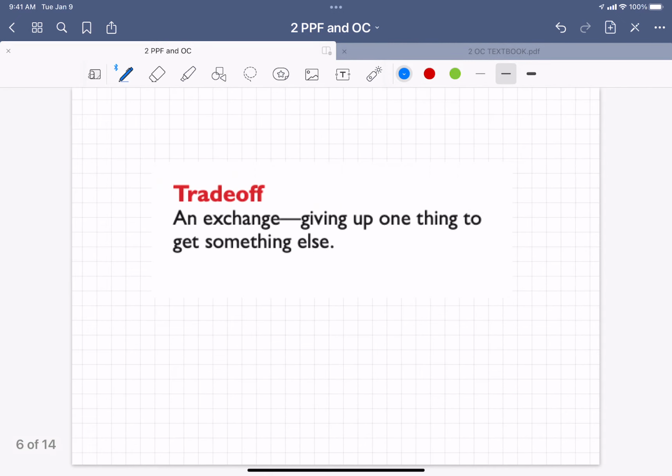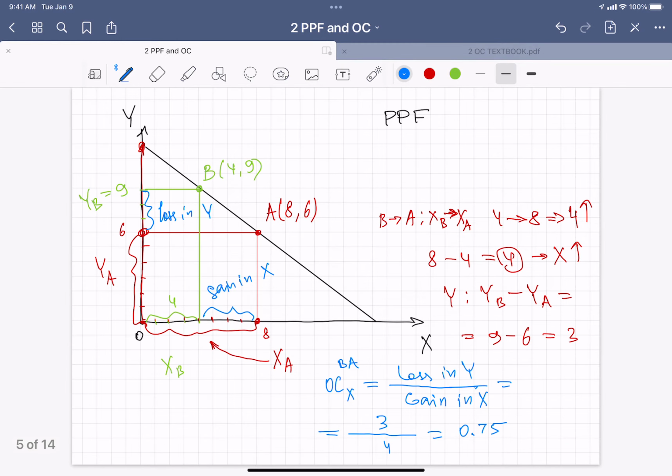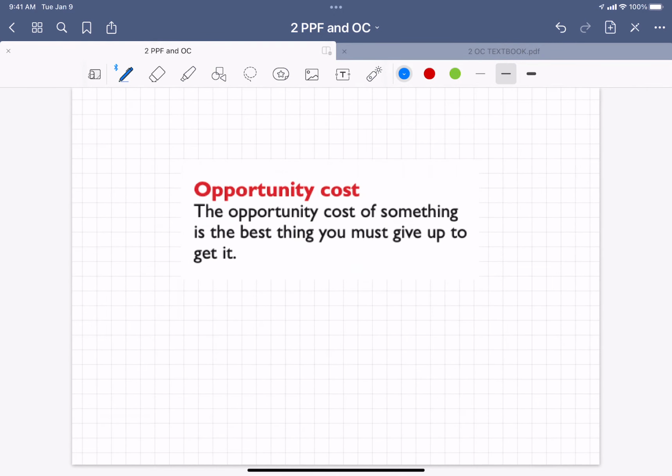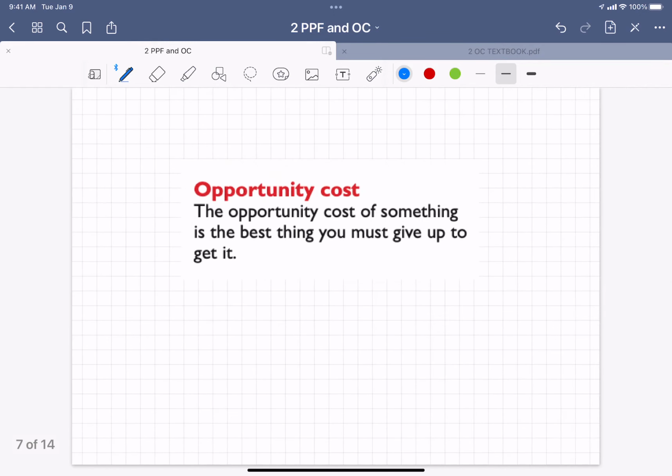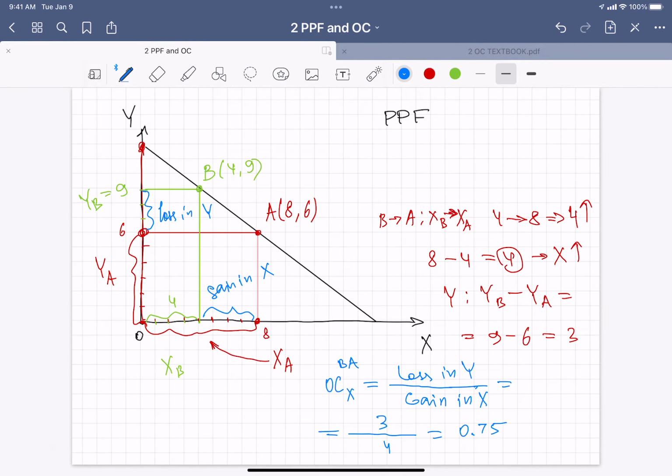Okay, so that's the trade-off we're dealing with. And in fact, that brings us to, if you go back to the book, this is discussed in the section called "opportunity cost is a ratio." The ratio we're talking about is the one I just explained to you. That's the kind of ratio we're talking about.